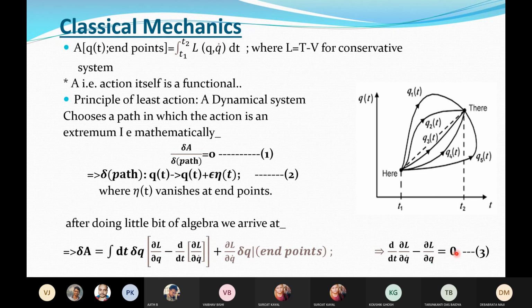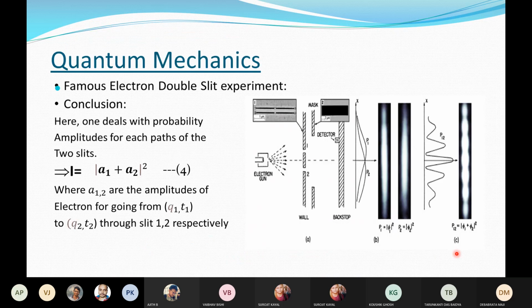So I will move forward to the quantum mechanics point of view of action, with an introduction to the famous electron double slit experiment. What is the electron double slit experiment? We all know that there will be two slits, a detector on the screen, and some source which is emitting electrons, or steel balls in the classical point of view. If the experiment is done with bullets or steel balls, it will generate a pattern like that. But if we do the experiment with electrons, it will generate an interference pattern.